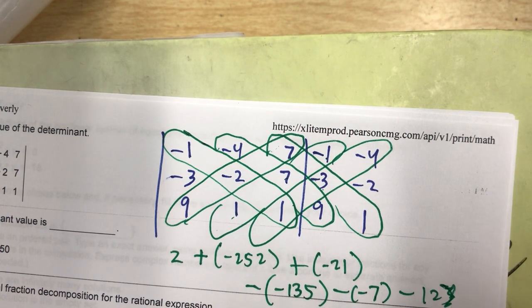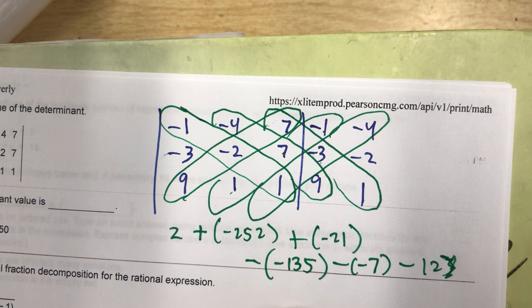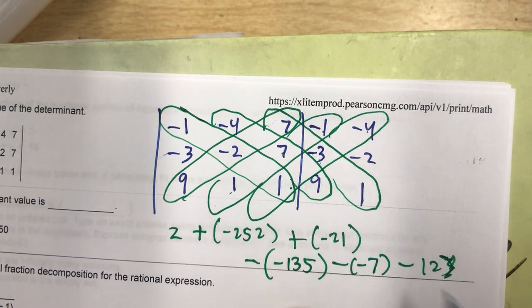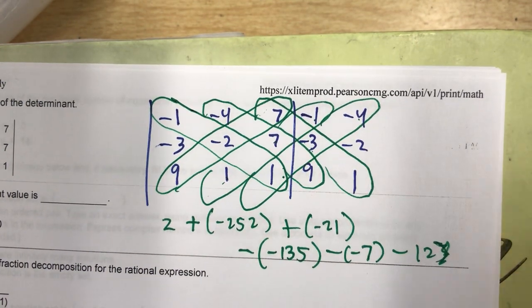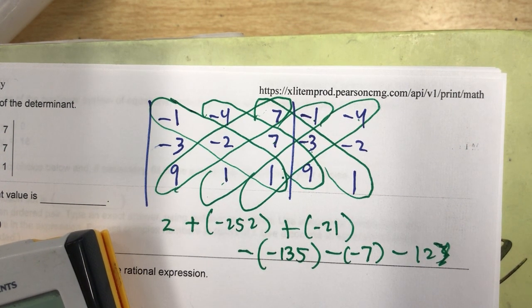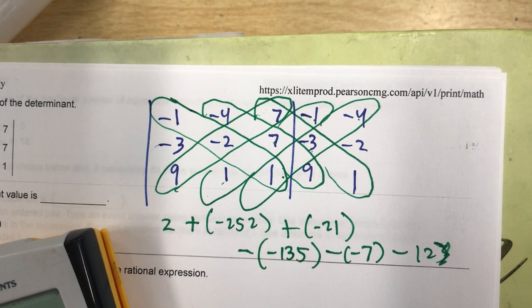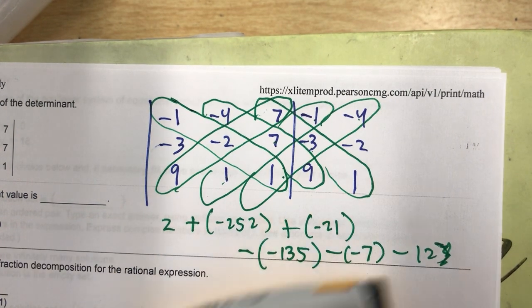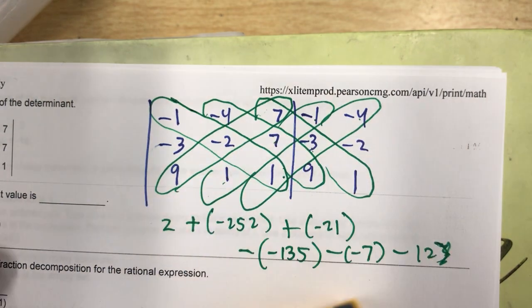I need to put my parenthesis there. Okay, negative 4 times negative 3 times 1 is 12. All right, so let's punch these bad boys in. So let's see here. 2 plus negative 252 and oh man, I'm off. I got negative 141. It's supposed to be negative 150.